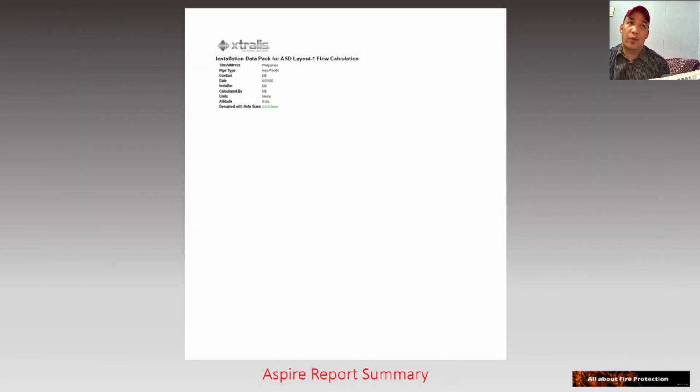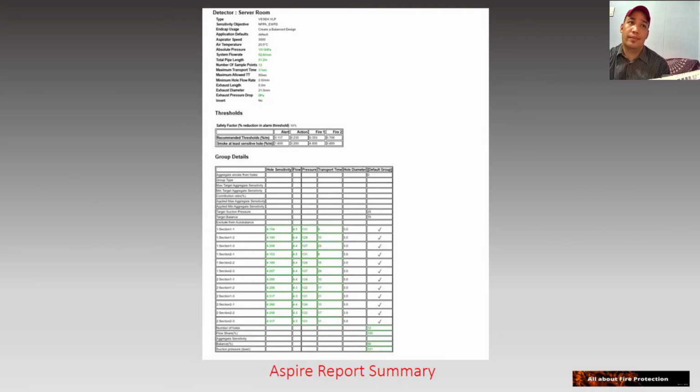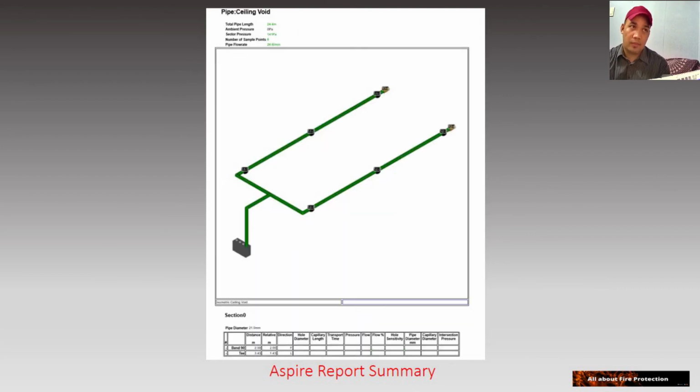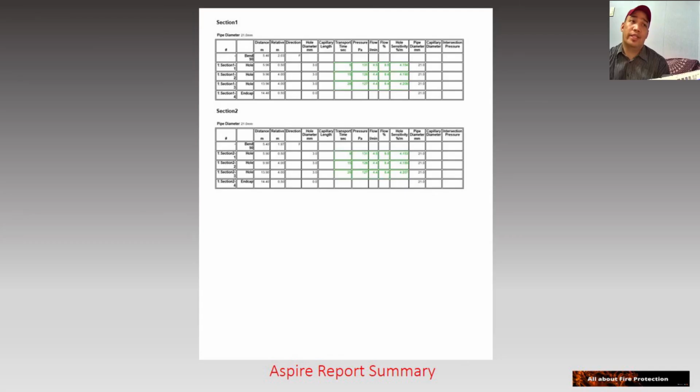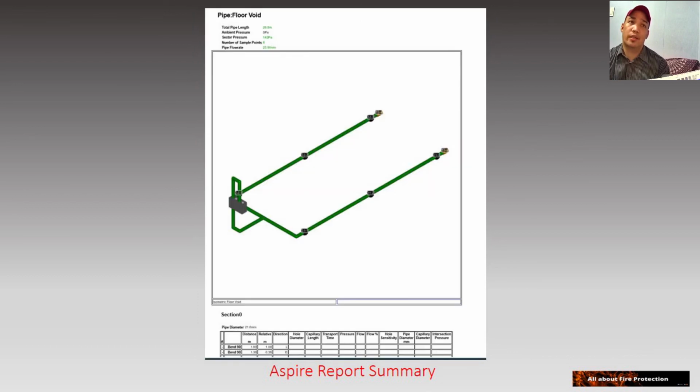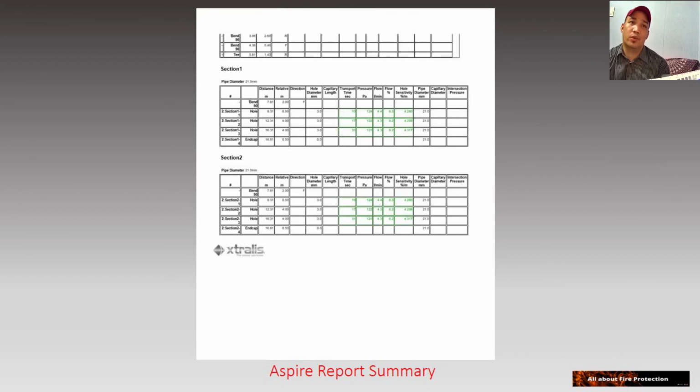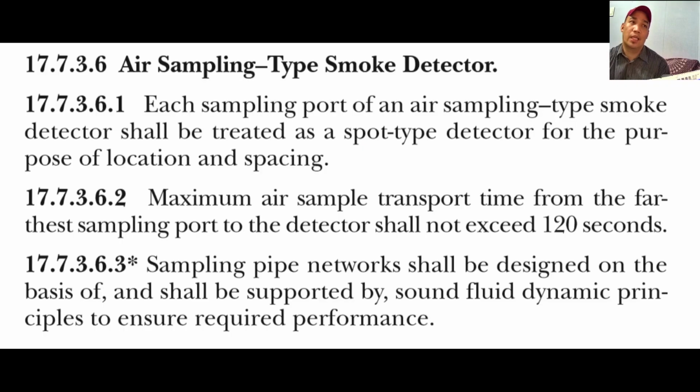Look at the image for the report summary. You now have your design drawing along with the flow calculation, which is required in NFPA 72 2016 edition as per clause 17.7.3.6.3.